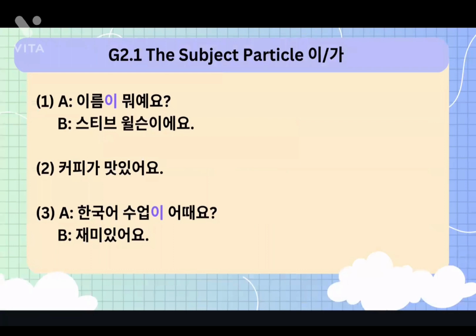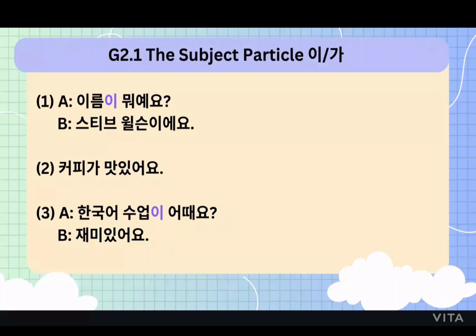자, today our main grammatical point is the subject particle, 이 or 가. 자, please look at these three examples. A say 이름이 뭐예요? B say 스티브 윌슨이에요. 이름이 뭐예요? What's your name? 스티브 윌슨이에요. I'm Steve Wilson. 자, and then here 커피가 맛있어요. 그렇죠? 자, and number 3, I ask 한국어 수업이 어때요? And B said 재미있어요. 자, so how is your Korean class? 그쵸? 어때요? 재미있어요. It means it's interesting.